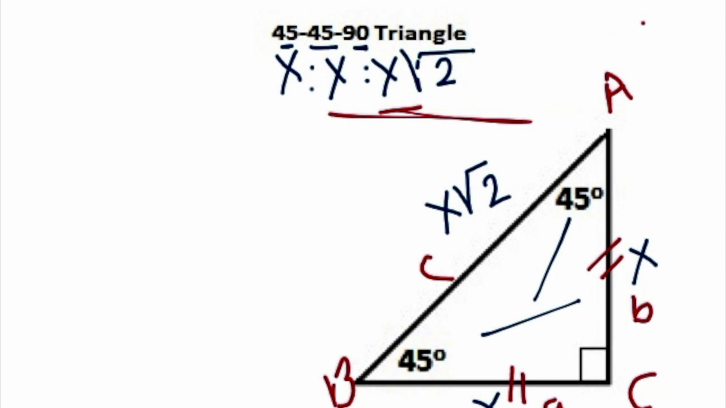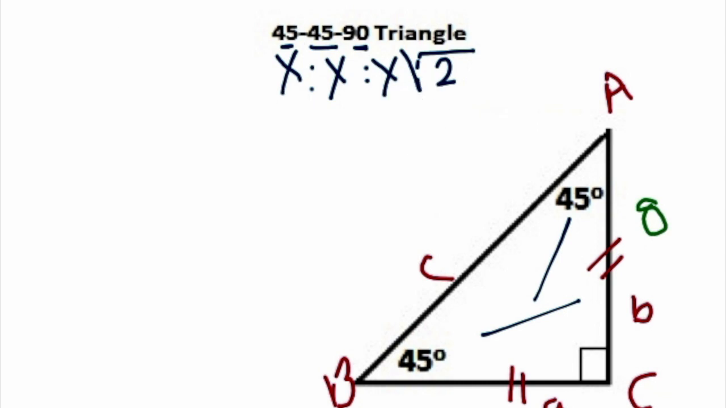So let me actually do an example for you guys to make sure that you know how to solve for this triangle. So what if I tell you that side b measures 8 centimeters? What's the length of side c? Well, let's use our ratio for reference, of course. If side b is 8, b could be either this one or this one, it really doesn't matter. So if this is 8, then this is also 8 because they're equal in length. And this is 8 square root of 2.